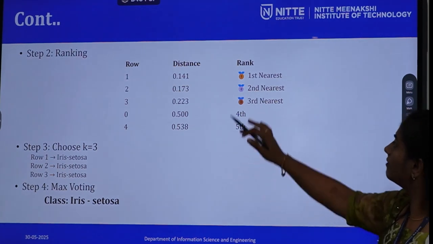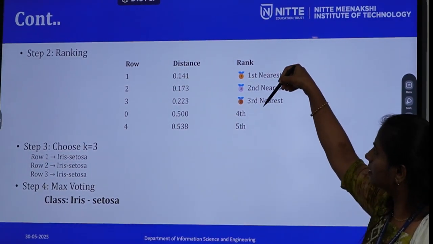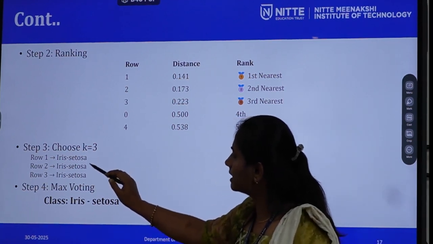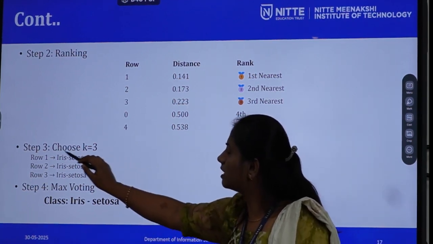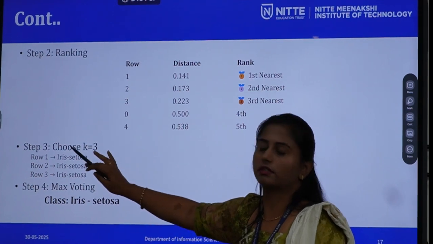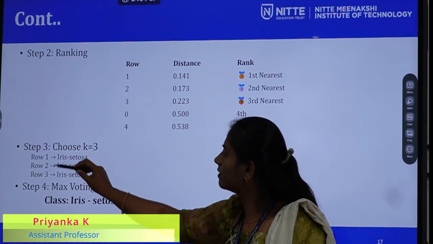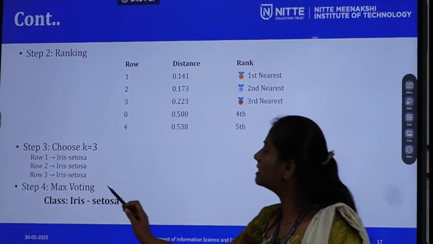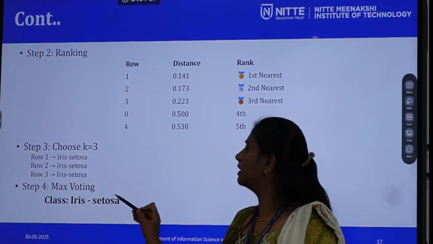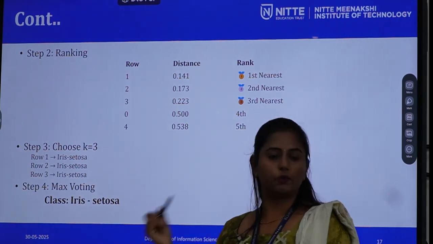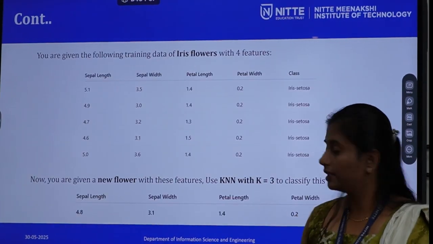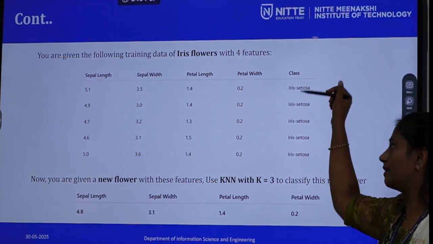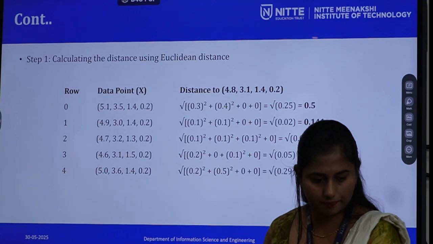So now you see, I have assigned the ranking, which is first one, second one and third one. The corresponding values given for these are iris setosa and iris setosa. These are the classification values. All the classification is related to the iris setosa class only. Then I am going to finalize, because it has the maximum voting, and classify it as iris setosa. The new data point which I have got here is classified as iris setosa, since all the values are given as iris setosa.